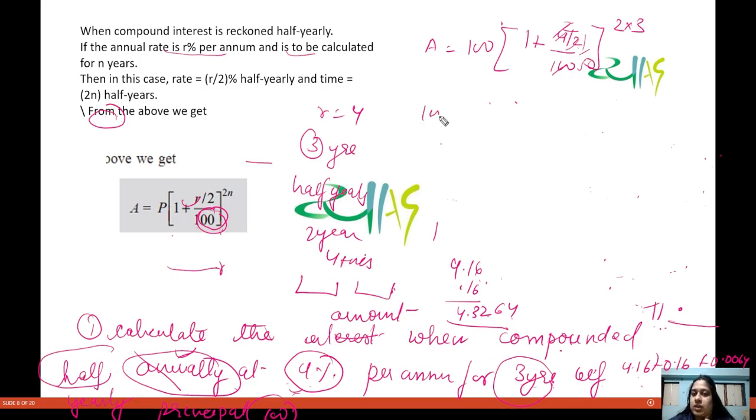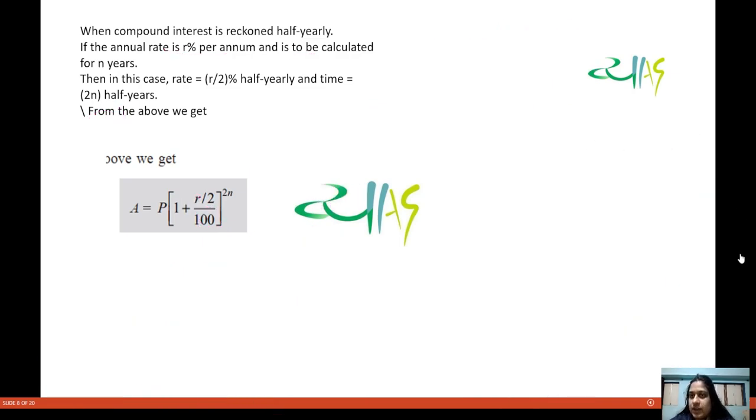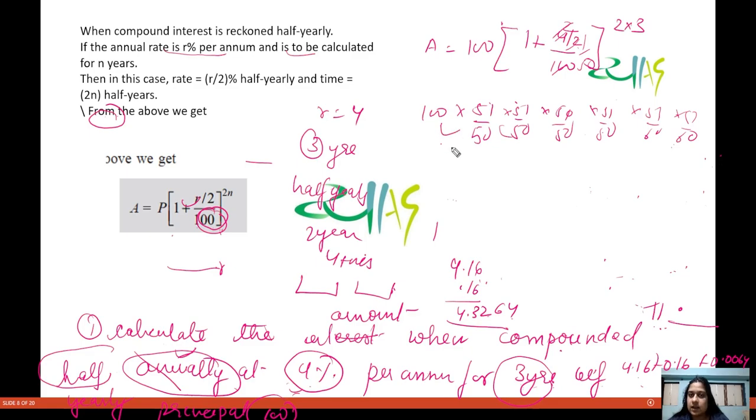So now what you are going to get is 100 into 51 by 50 into 51 by 50 into 51 by 50, and so on, 6 times. Fine, we have to calculate this, but this calculation is definitely very cumbersome.